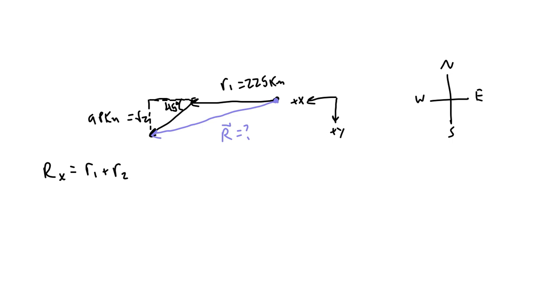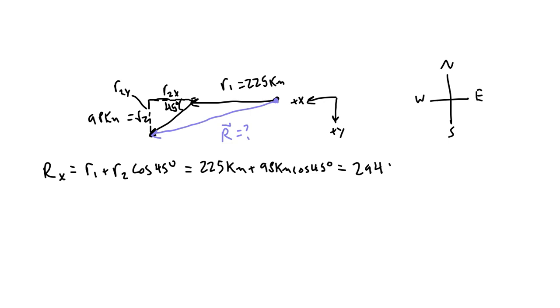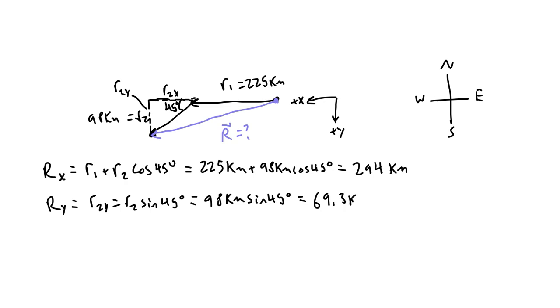So if I break this down into its two components, I have R2x, and here I have R2y. Well, R2x is going to be R2 times the cosine of that angle, 45 degrees. So with that in mind, I can go ahead and plug in my values, and I'll get that Rx is going to have a magnitude of 294 kilometers. We can do a similar thing for y. Well, in the y direction, R1 has no contributions. So it's just R2 in the y direction, which is going to be R2 times the sine of 45 degrees. Plug in those values there, and we'll get that it has a magnitude of 69.3 kilometers.